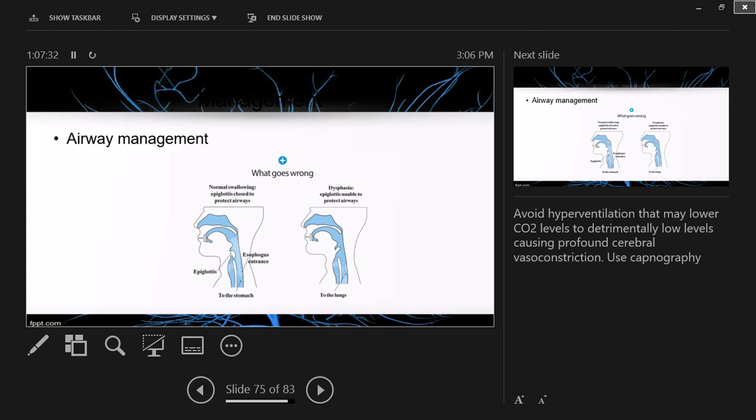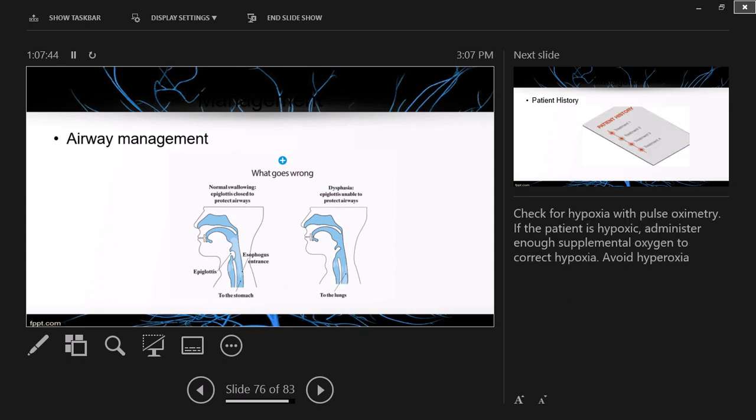Avoid hyperventilation in your patient for the same reason that we talk about as far as hyperventilation in your head trauma patient. The same mechanism is at play. And again, use end tidal as well as SpO2.